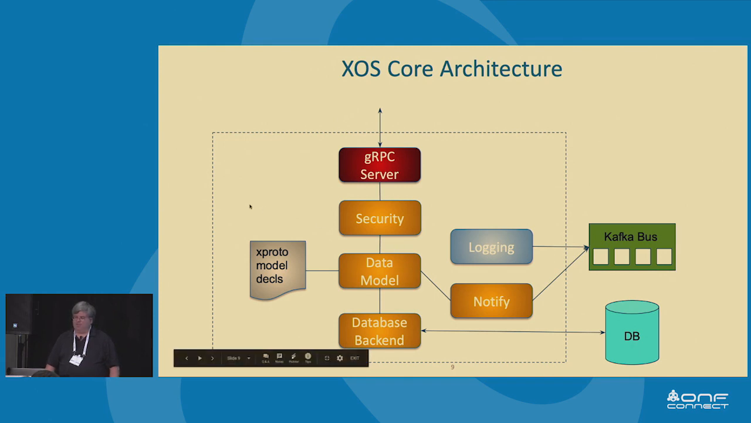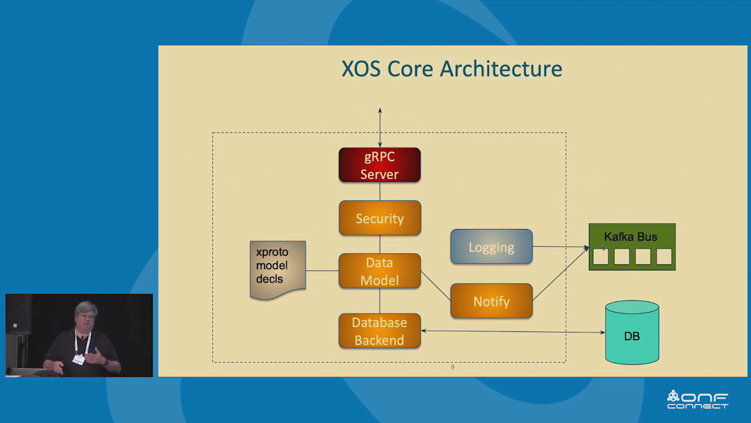Now to configure the data model, we have something that we call xproto. And I will show you a couple of examples of xproto in a moment. So xproto is our specification language. You submit xproto declarations to the core, and the core configures the data model and in turn configures a schema in the database. We also make a lot of use of Kafka.